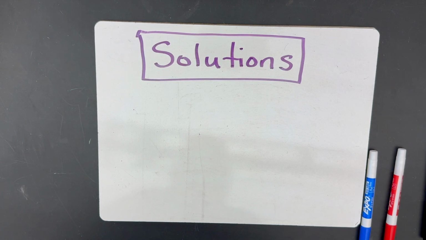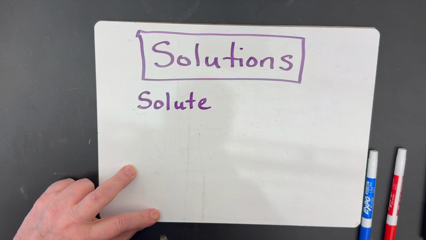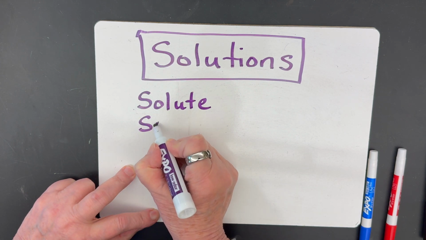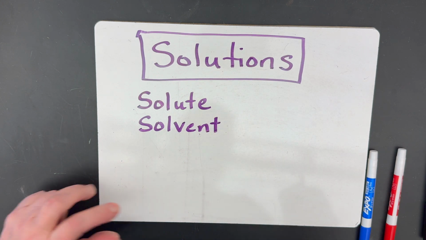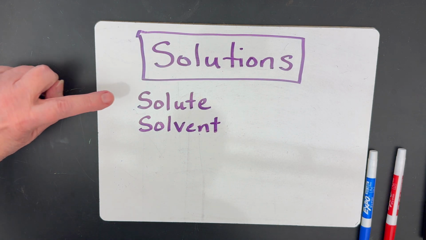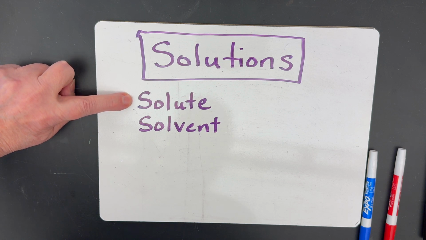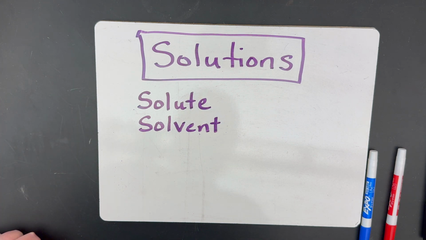In this video, I'm going to talk to you about solutions. A solution is some type of solute dissolved into a solvent. For example, you might have salt dissolved in water or sugar dissolved in your tea. The salt or the sugar would be the solute and the water would be the solvent. Water is the most common solvent, although you can have other things as solvents.